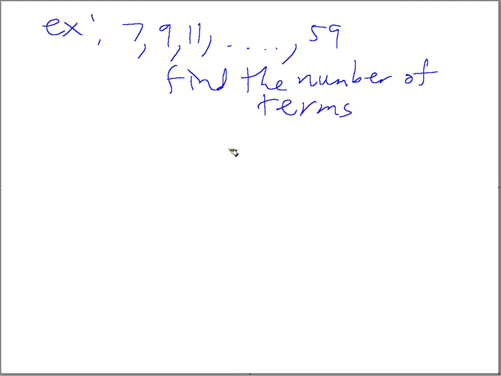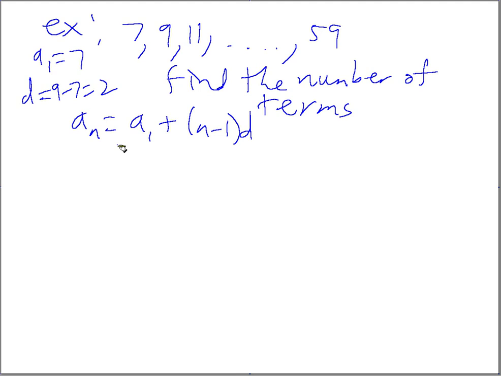All right? In other words, you want to find n. Again, we use our formula an is equal to a1 plus n minus 1 times the common difference. Again, we know that a1 is equal to 7. That's the first term. Common difference is going to be what? 9 minus 7, or just 2. All right, so we know d and a1 immediately. We're asked to find n.